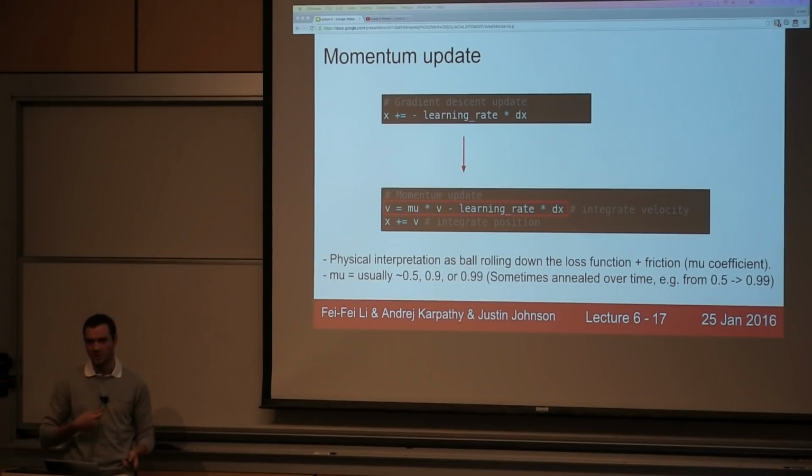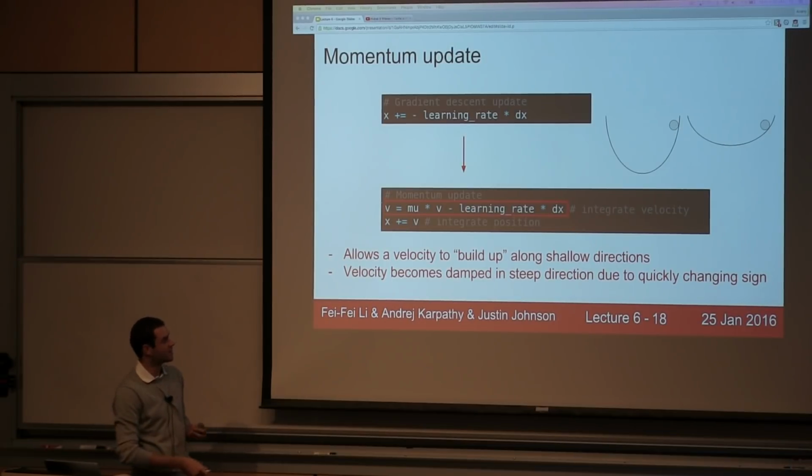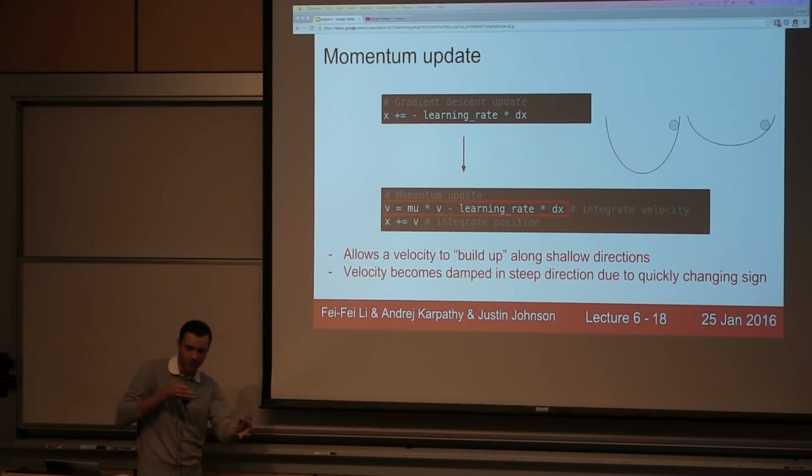It's taking this physical interpretation of optimization where we have a ball rolling around and it's slowing down over time. And so the way this works is, what's very nice about this update is you end up building up this velocity. In particular, in the shallow directions, it's very easy to see that if you have a shallow but consistent direction, then the momentum update will slowly build up the velocity vector in that direction. You'll end up speeding up and up across the shallow direction.